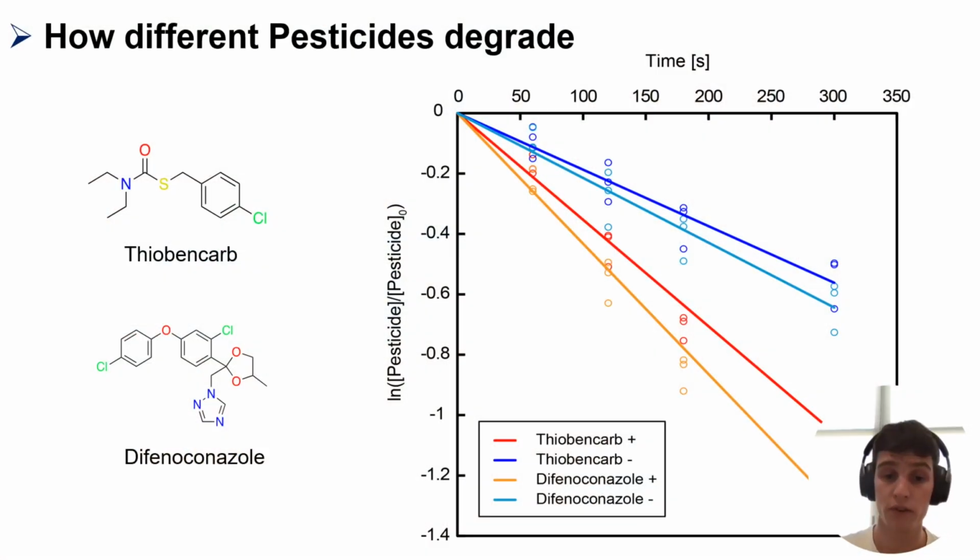By following the procedure, here is our main result for two pesticides, thiobencarb and difenoconazole. Our first observation is that the degradation for both pesticides is linear. We ran multiple tries for all of them for both polarities. We can also observe that it degrades twice as fast for positive than negative.